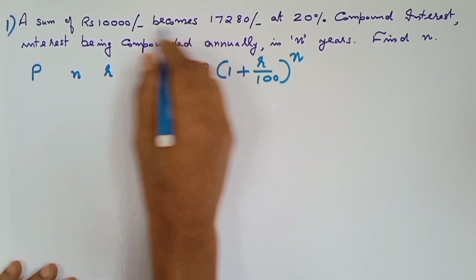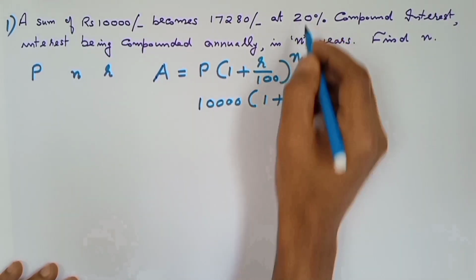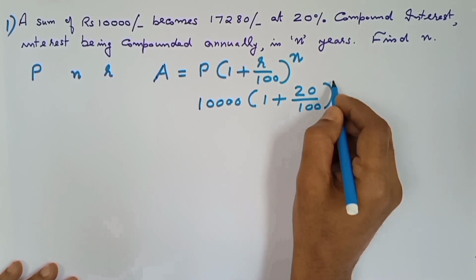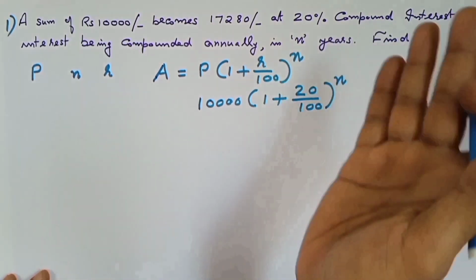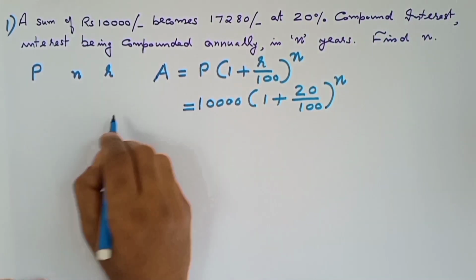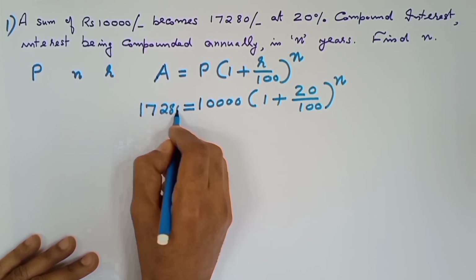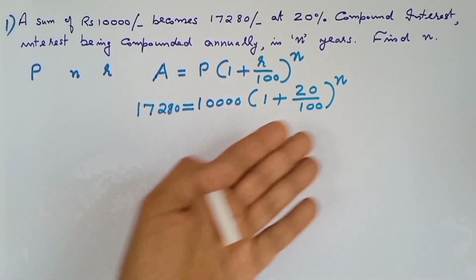Now, what do you have in place of P here? 10,000. Interest is given to be 20%. Number of years, we don't know. Take it as n. See, they have mentioned it as n, so we'll take it as n. And the total amount it becomes after so many years is 17,280. Now all you have to do is to solve this equation for n.